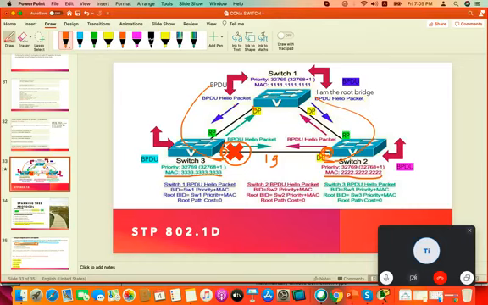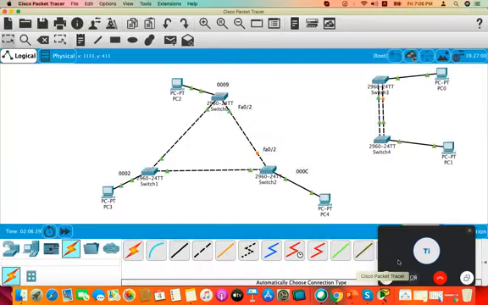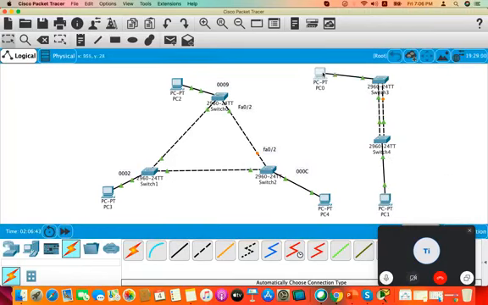There is no need to do it from our side, but sometimes we have to manipulate the process and manipulate the root bridge according to our requirement. Let's see this example. Suppose we have only two switches. Let me find out which one is which.